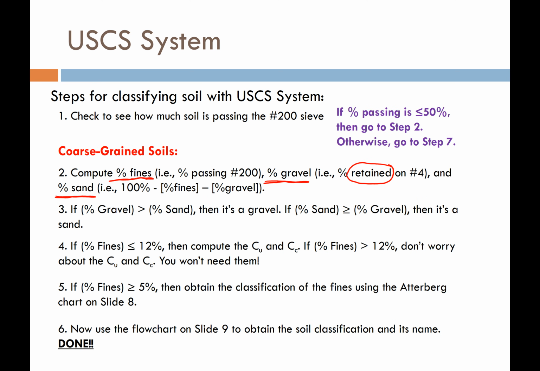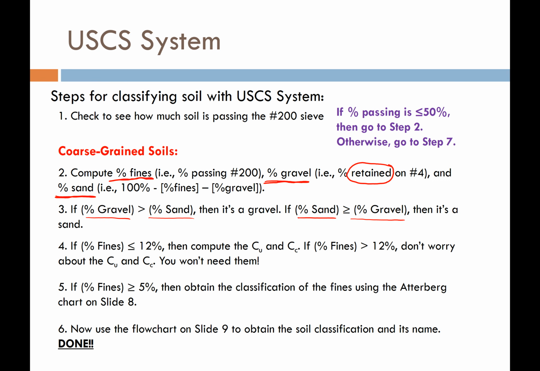It's going to be 100% minus the percent fines minus the percent gravel. So basically, after we subtract out the fines and the gravel, whatever is left over is the percent sand. And you've got to remember, this is the soil that is between the number 200 sieve and the number 4 sieve. Okay, the next step is if the percent gravel is greater than the percent sand, then ta-da, we have a gravel. If the percent sand is greater than or equal to the percent gravel, then we have a sand.